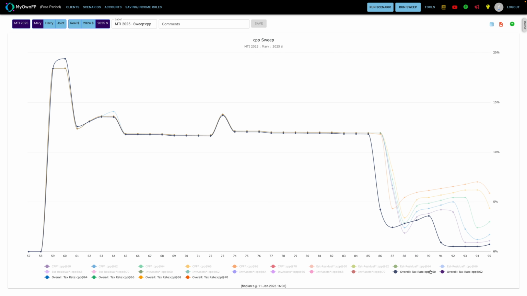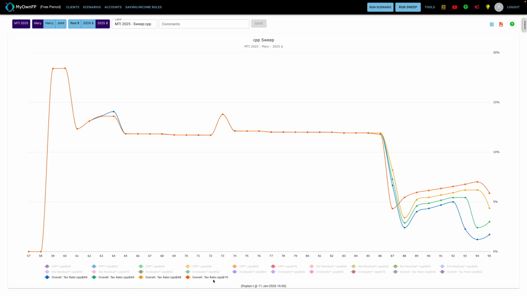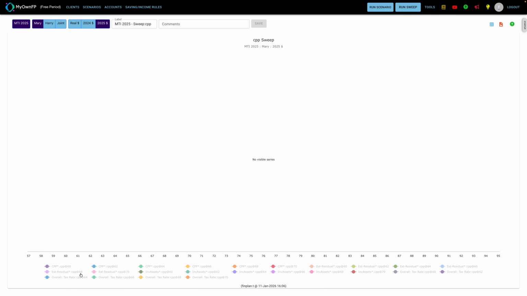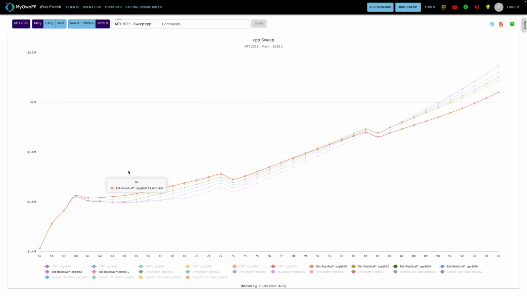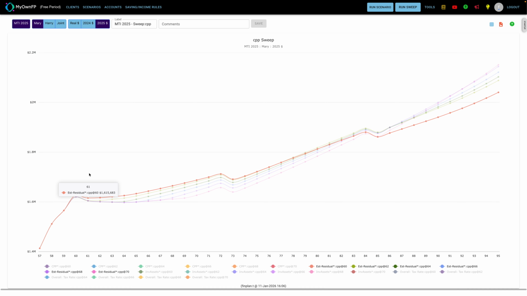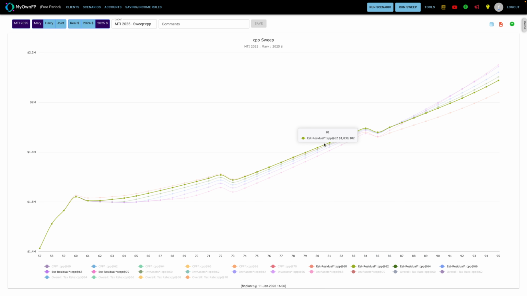So that's our tax rates and how that would work. And then let's look at our residuals. This is going to follow our investable assets for the most part. So if you look at the top line, our residual, CPP at 60 is the winner until we get to CPP at 62 at age 77, which is just like the investable assets.